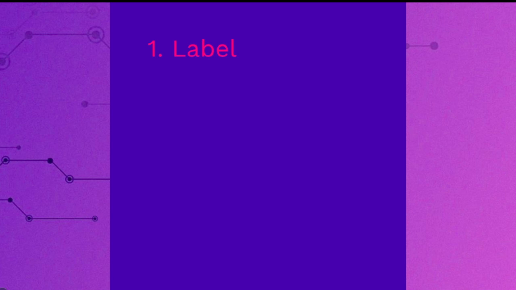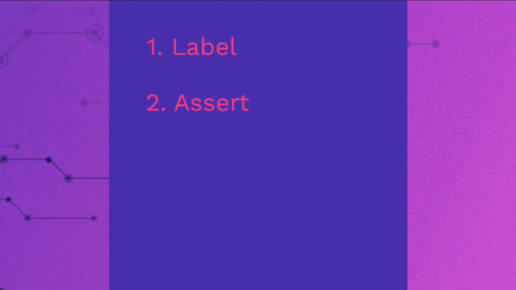Step 1 is to label the nodes and all known and unknown voltages and currents in the circuit. Step 2 is to assert current directions in the circuit. Now, it doesn't matter which direction you choose, so long as you're consistent throughout the calculations.